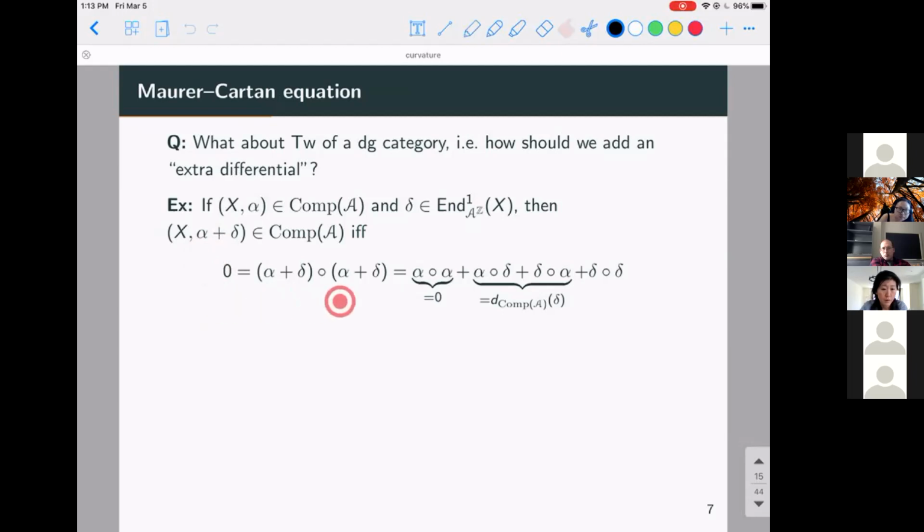Now, of course, this needs to square to 0, and alpha squared is already 0. And these cross terms, you can reinterpret as the differential of the new differential delta, if you regard delta not as an endomorphism of just X, but as an endomorphism of X equipped with this differential alpha.